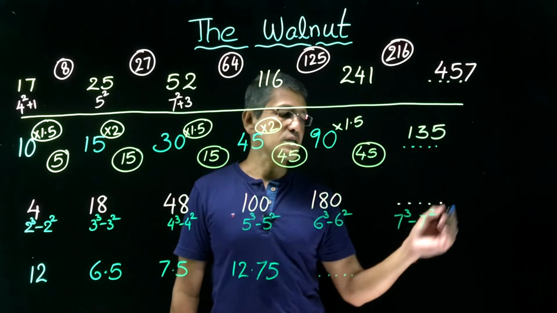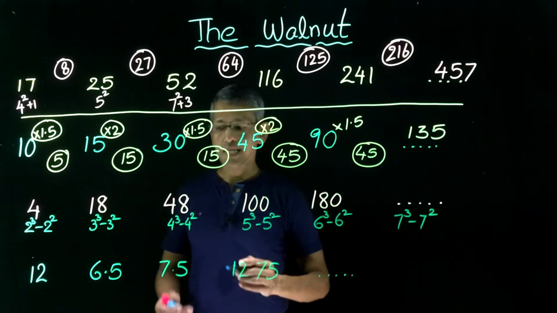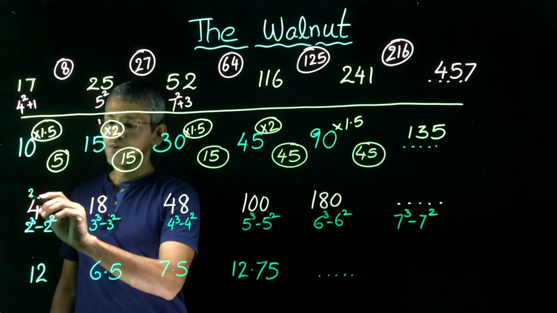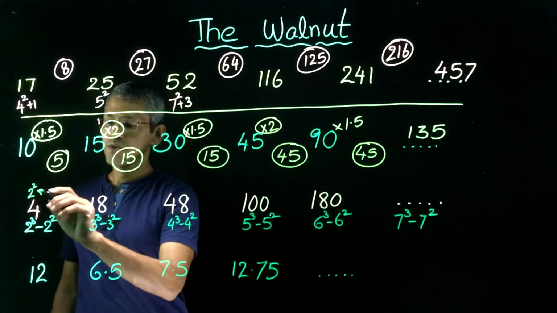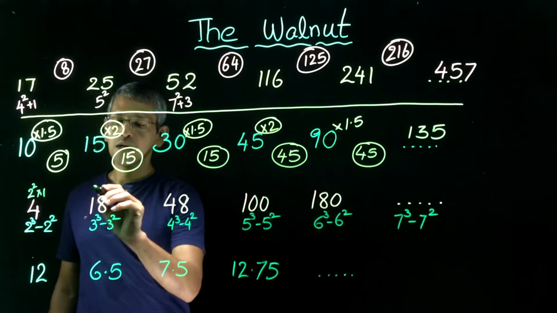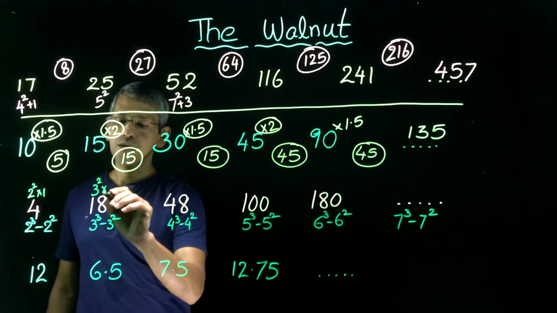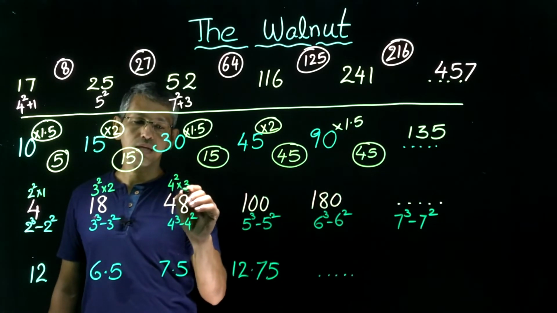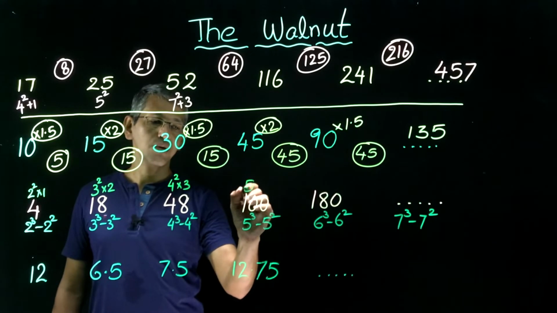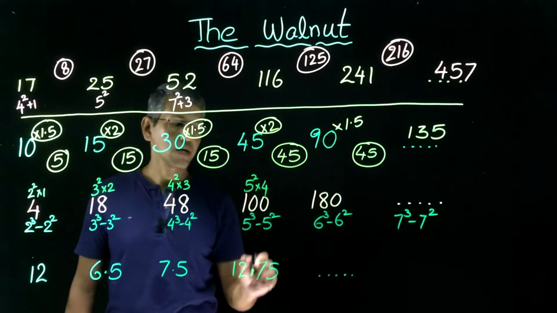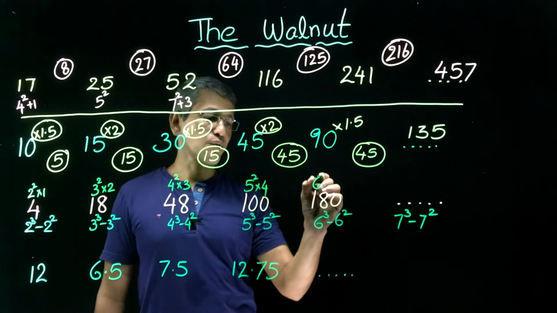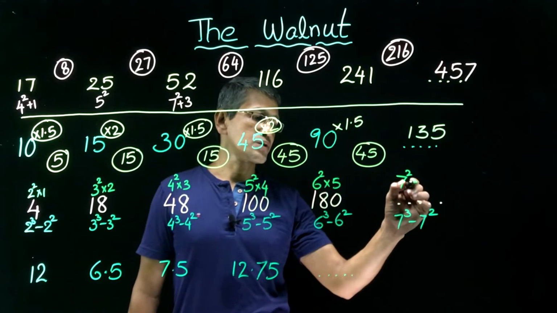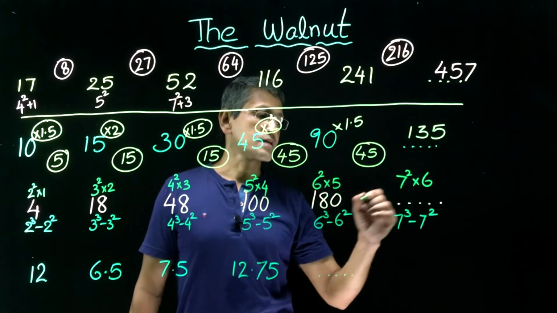So 7 cube minus 7 square. Find out what exactly it is. At the same time, you have to be really aware of another pattern here. 2 square into 1. This one is 3 square into 2. This one 4 square, 16, into 3. And this one 5 square, 25 into 4. And in this case, we have 6 square into 5 and 7 square into 6.